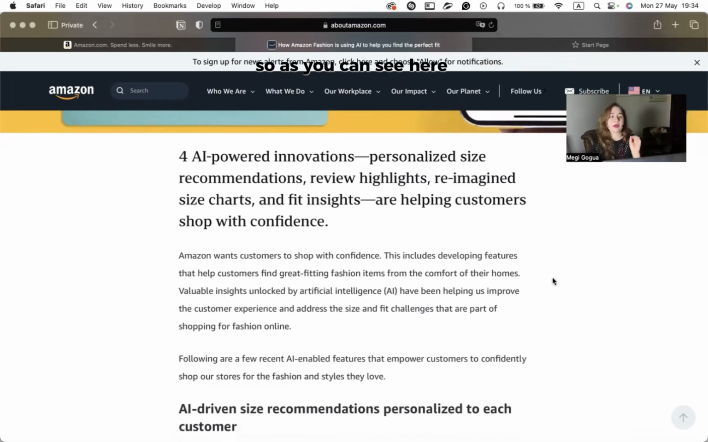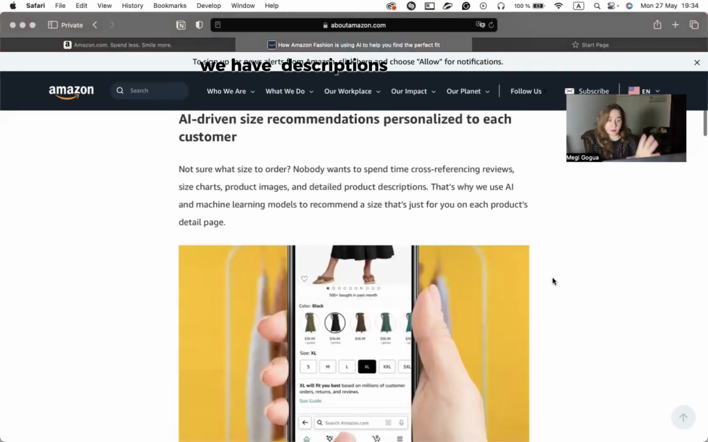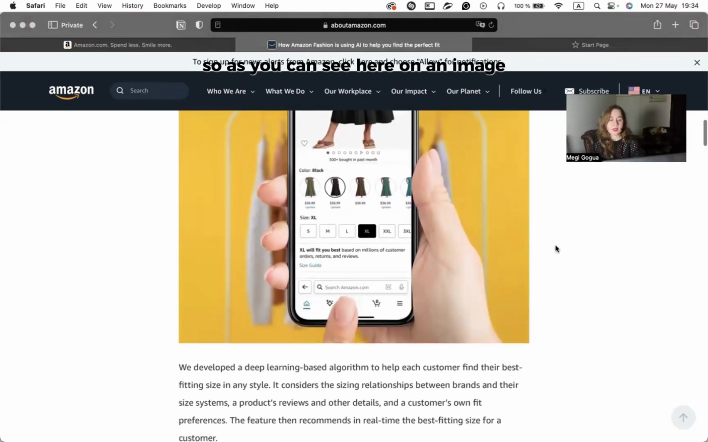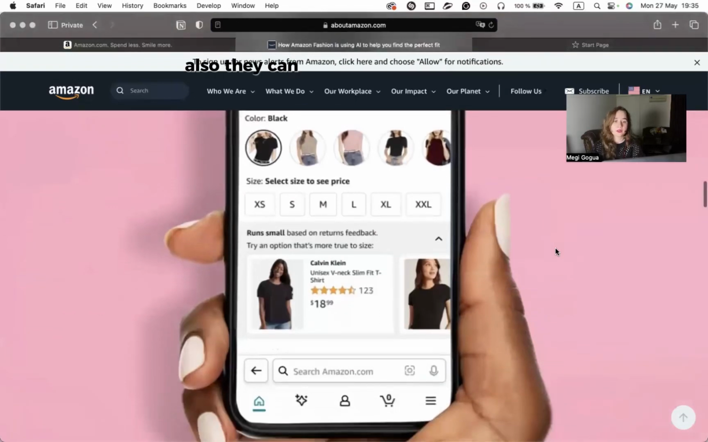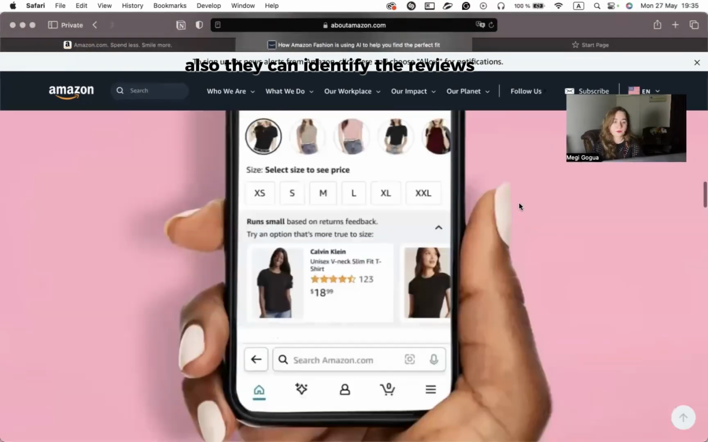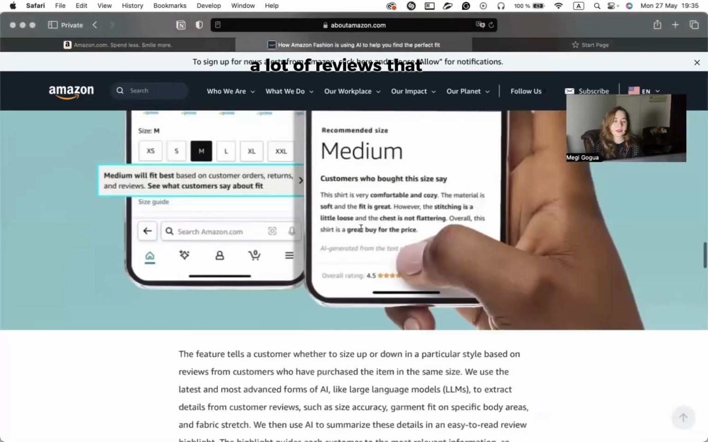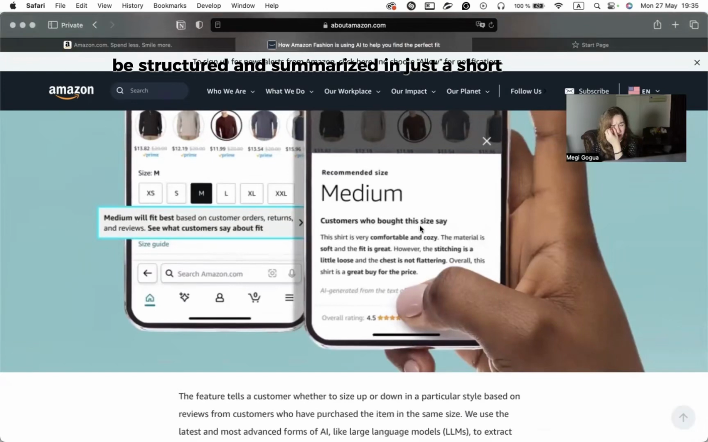So as you can see here, we have descriptions of all of them. I will drop this link at the end of the video and also in the post. As you can see on the image, they immediately show the better fit and the better size if the person has been purchasing something on the platform several times. Also, they can identify the reviews here. A lot of reviews can be structured and summarized in just a short paragraph, which helps to identify what could be the problems with the fit and how they can reduce these returns and all of that.